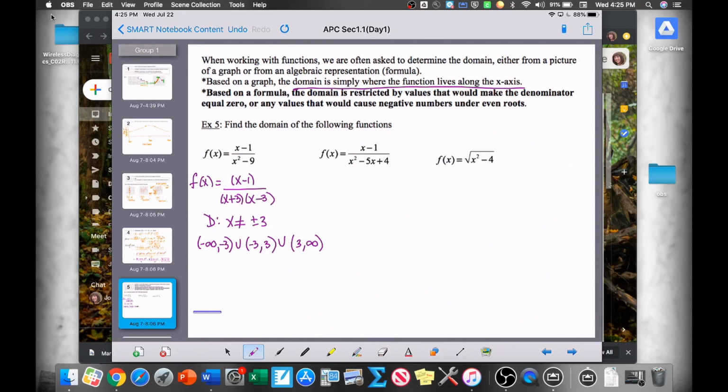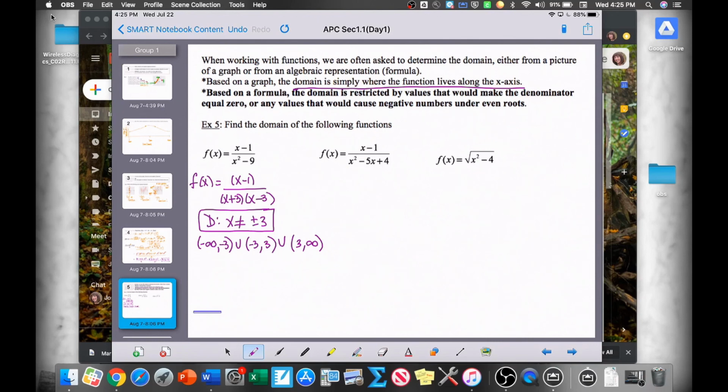So you can see why this might be our preferred way to state our domain, just because it is simple, right? And it's easy and everybody understands what we mean when we say x can't be plus or minus 3. It's implied that x can be anything except plus or minus 3. All right, let's take a look at our second example.